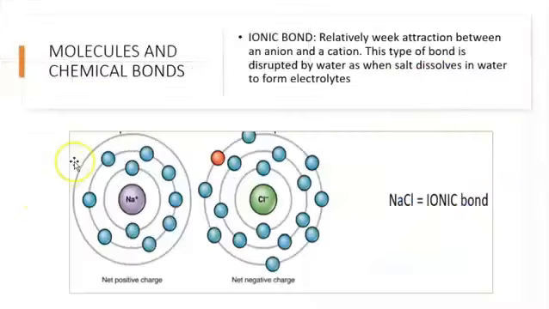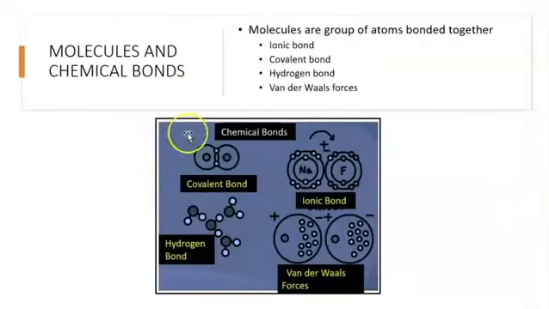Okay, let's scroll down and we see molecules and chemical bonds. We already talked about one of them, which is the ionic bond, when I mentioned the example of the sodium chloride, your regular table salt. In addition to the ionic bond, you also have other bonds, which are going to be the covalent bond, hydrogen bond, and van der Waals forces.